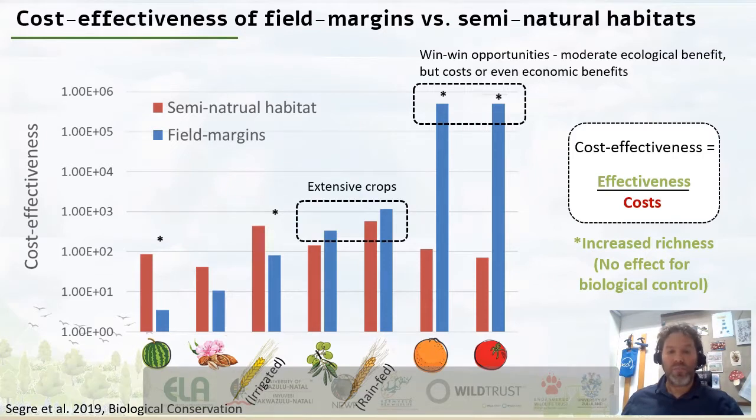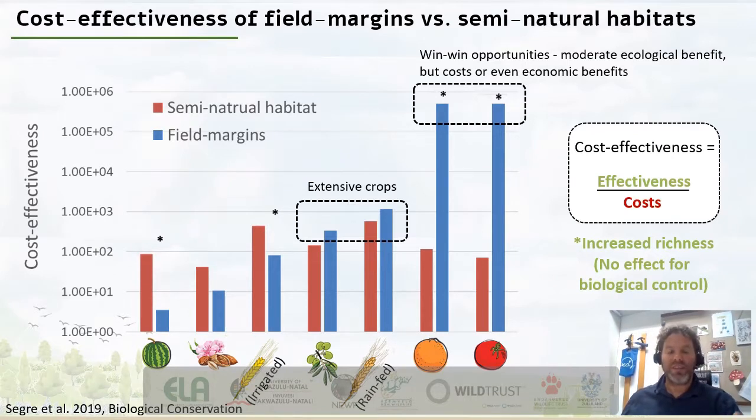If you look at the more extensive crops like the rain-fed wheat and the olive orchards we had in the valley, we found actually no big difference, but for some other crops like the watermelon, the almonds, and the irrigated wheat, in this case, if you look at the whole landscape, there was some kind of a cost, and in this case the semi-natural habitat approach was much better.